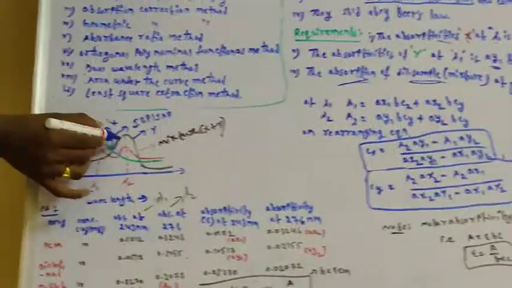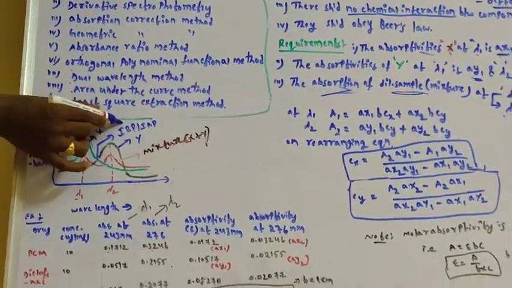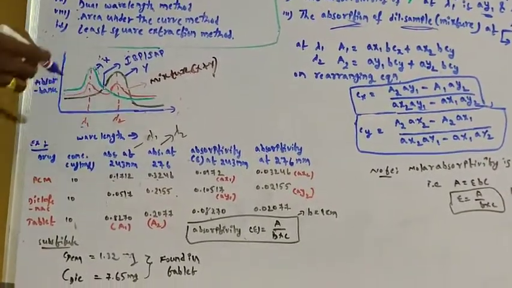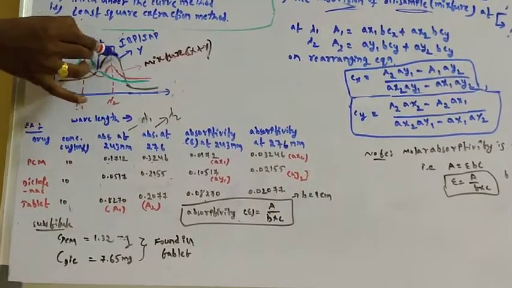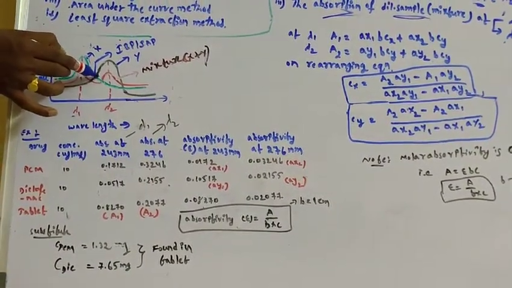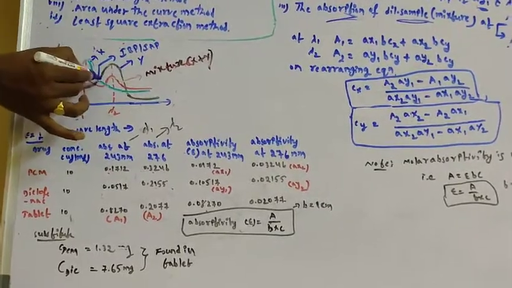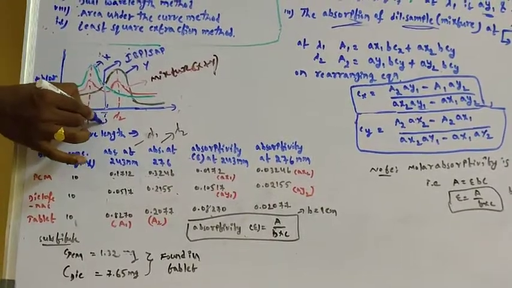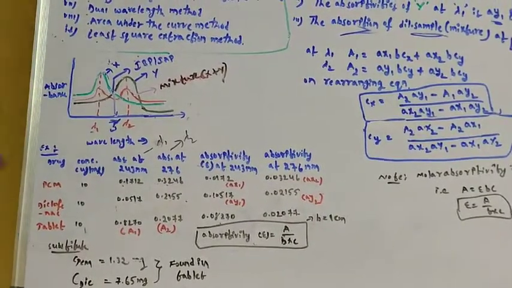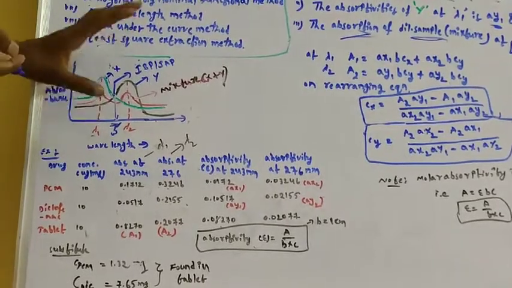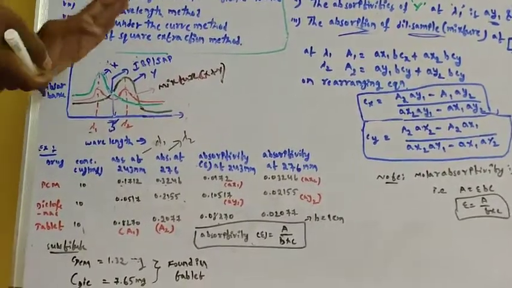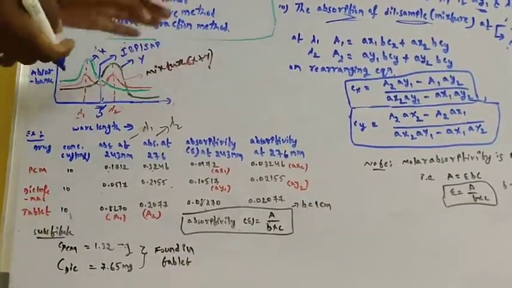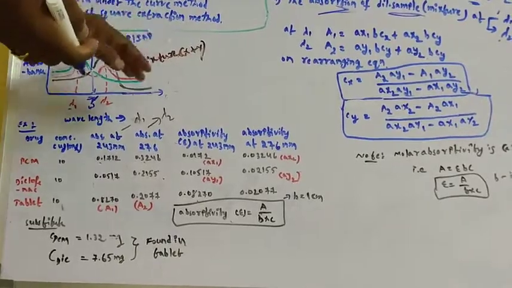Here this point is the isosbestic point, IBP, isosbestic point or isoabsorptivity point. What is the meaning of this? Here for x drug and y drug, both the absorptions of these two drugs are the same at this wavelength. This can be considered as lambda 3. At this wavelength both the absorptions are the same. The isoabsorption point or isosbestic point is nothing but the wavelength at which the molar absorptivity of two components is the same.